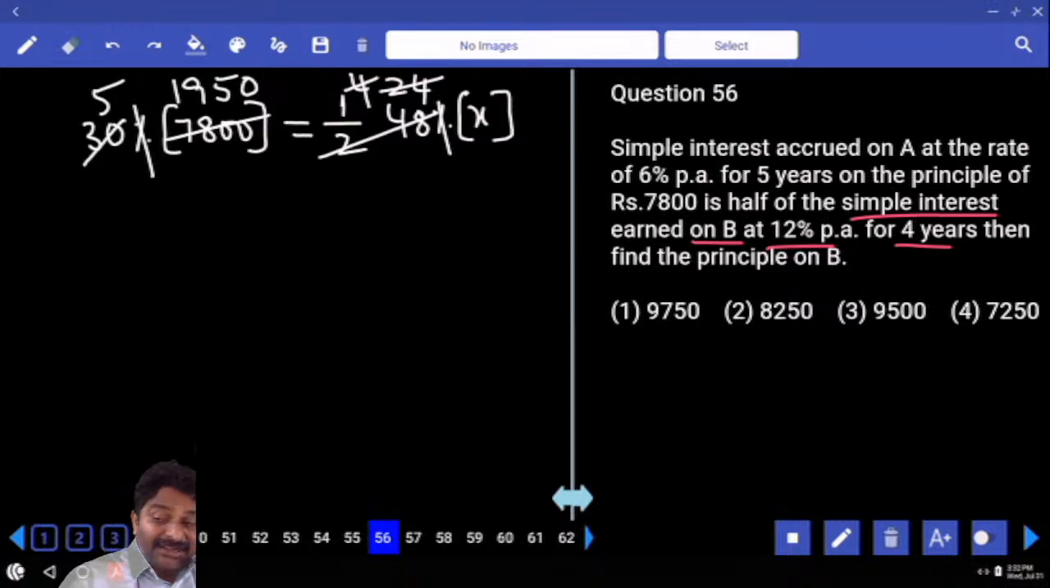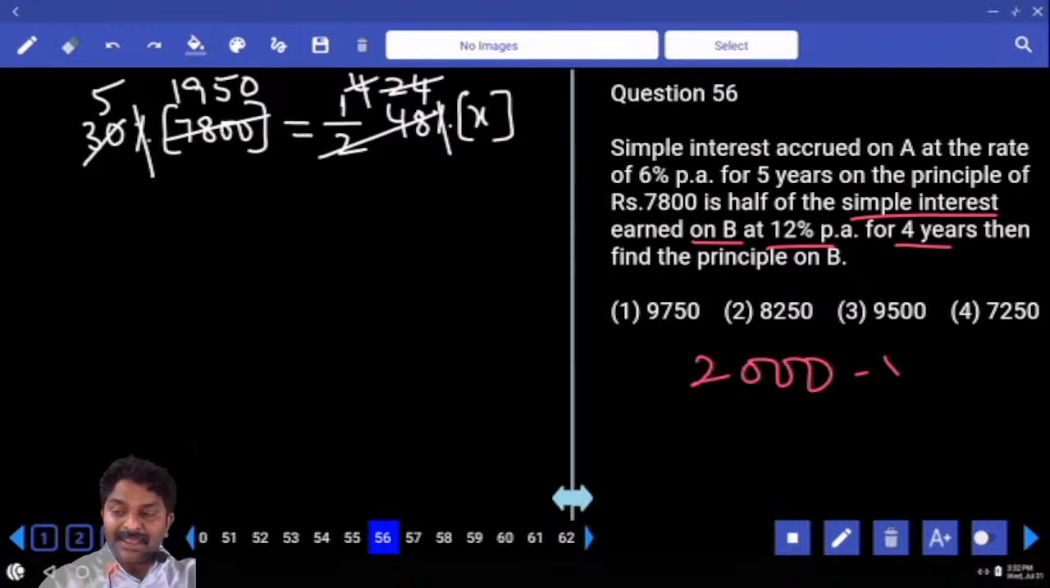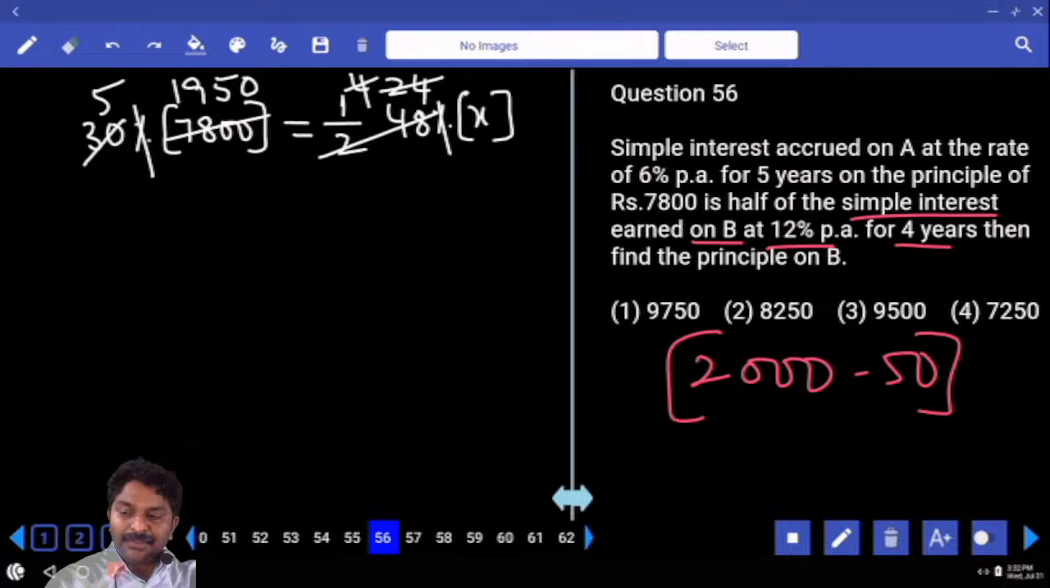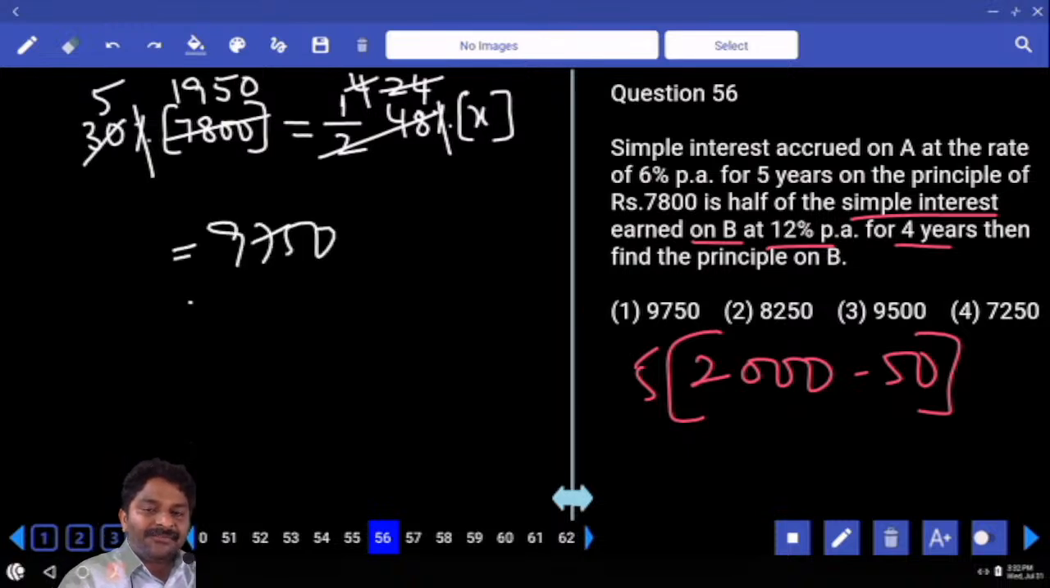1950, I will treat it as 2000 minus 50. Is that okay for you? This number I need to multiply with 5. 10,000 minus 250, that is 9,750.